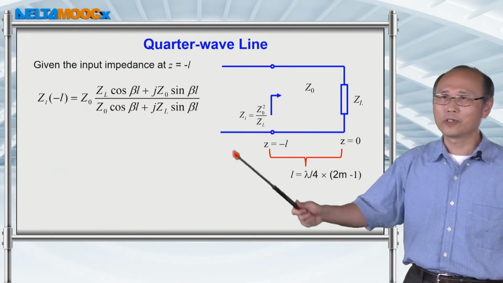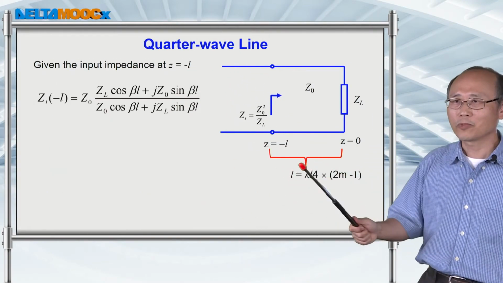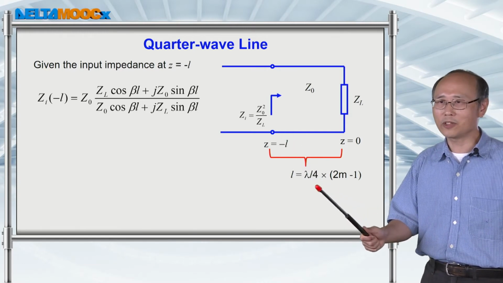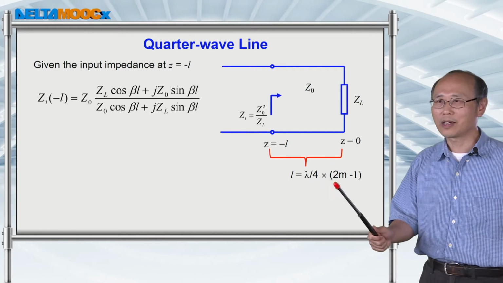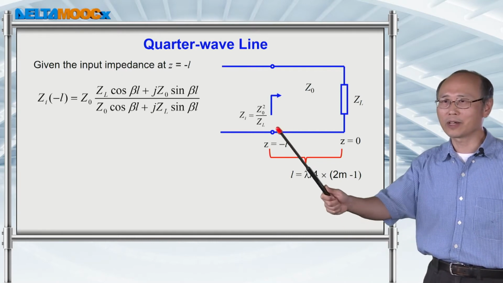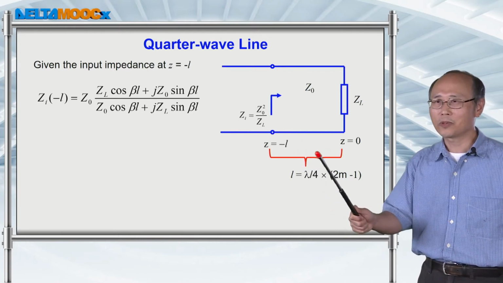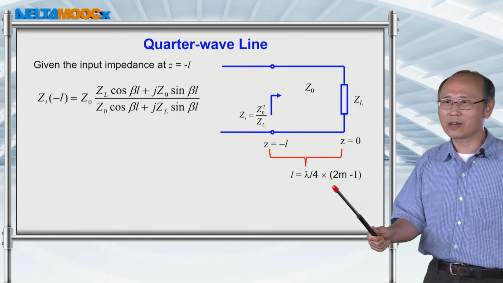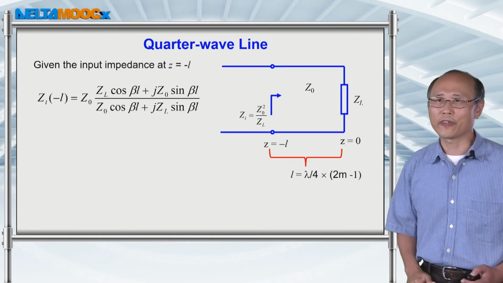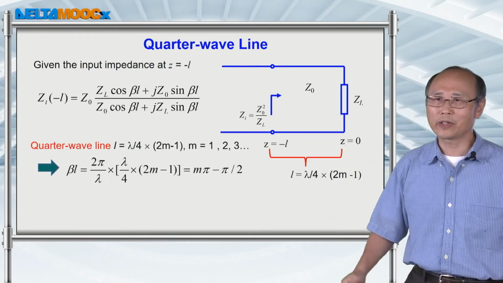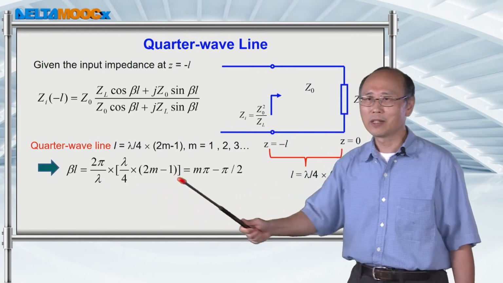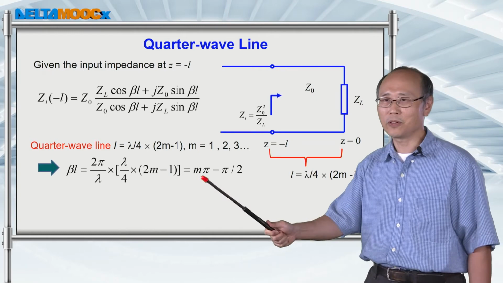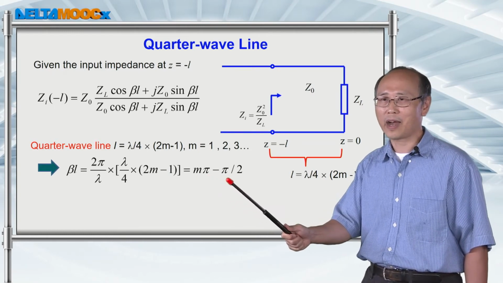And for the quarter wave line, we look into the impedance at some position of quarter wavelength. Specifically, we look into the impedance at a location which has a distance from the load by an odd multiple of quarter wavelength. So with this, you can calculate the beta L. It turns out that this value is going to be equal to m pi minus pi over 2.